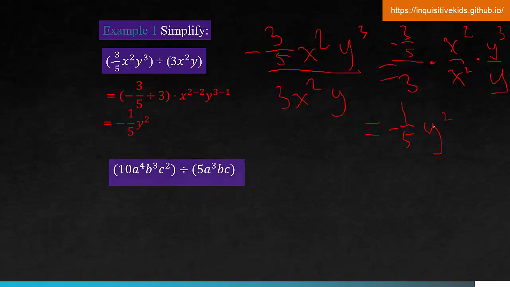For the second problem, we first divide the coefficients. So 10 divided by 5. And then we divide the exponents with the like bases. So a, b, and c, we divide them separately. Using the quotient of powers, we get 2ab squared c.